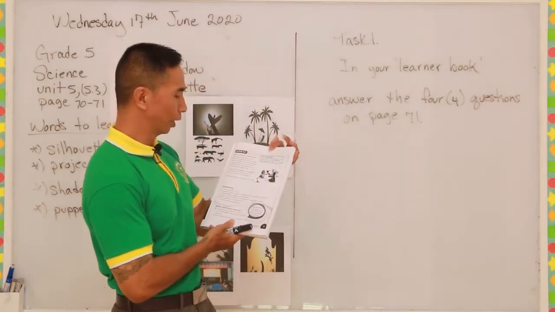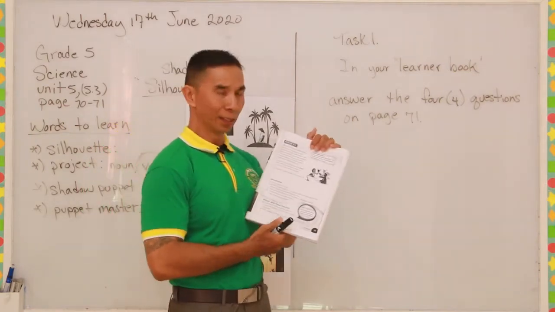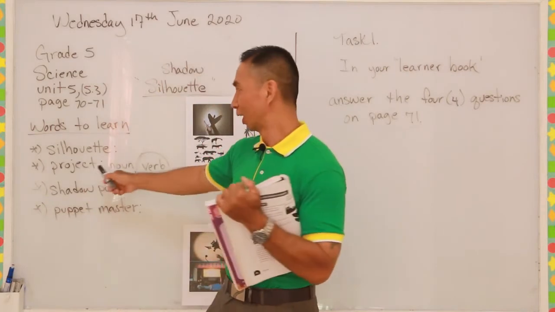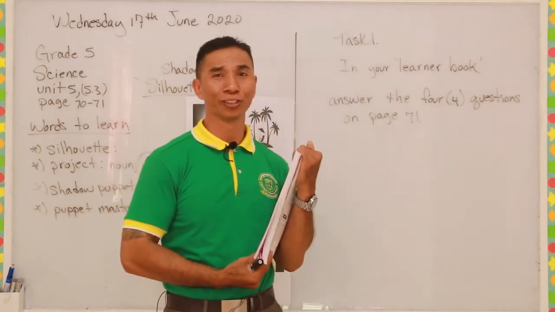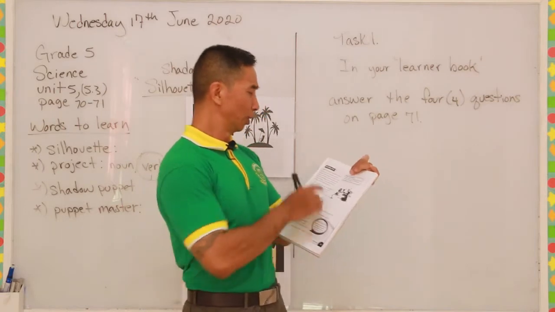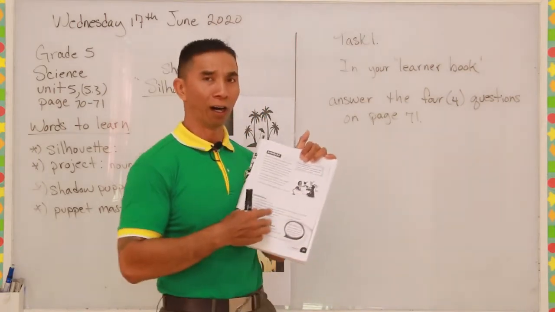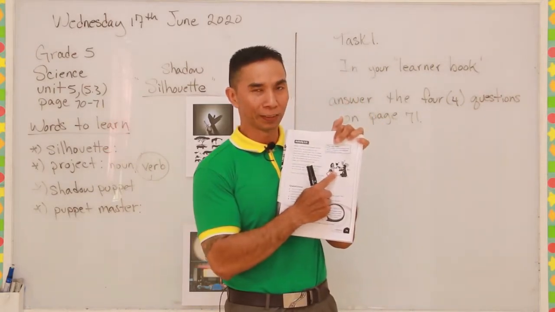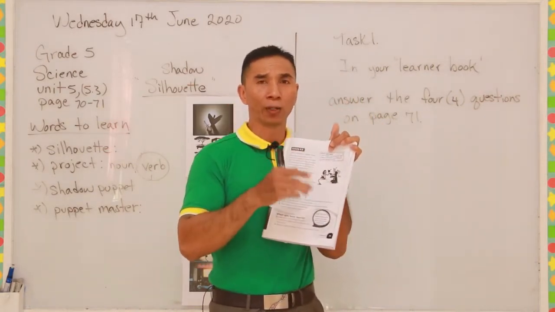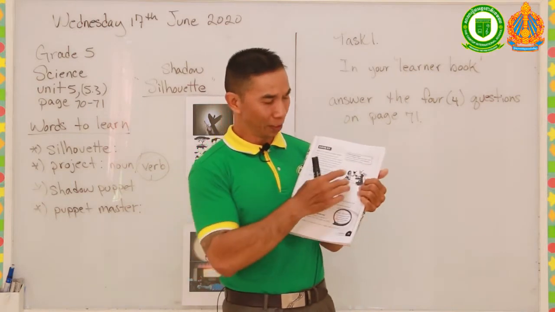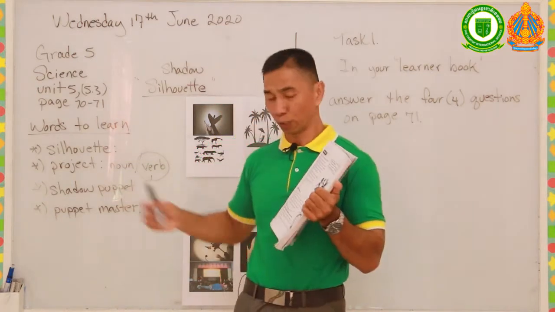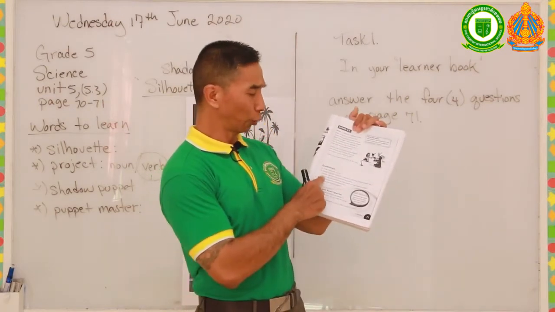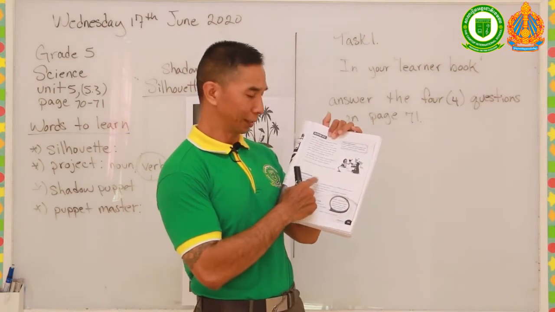The first task is in your learner's book on page 71. And on page 71 is a project. Now we come to the noun. It's a project for you to do. I want you to write a story on your puppet shows. See, like the example, the pictures here. You can make it from your hand or cut up an object. And once you do your experiment, do your project on your puppet show, you can write about it. And there are 4 questions about your project that you're going to do.